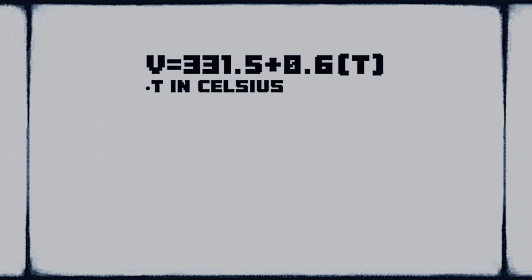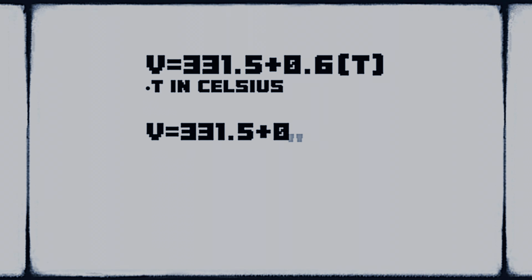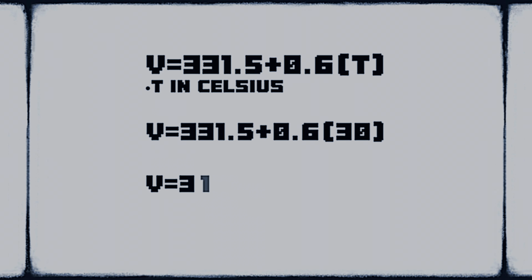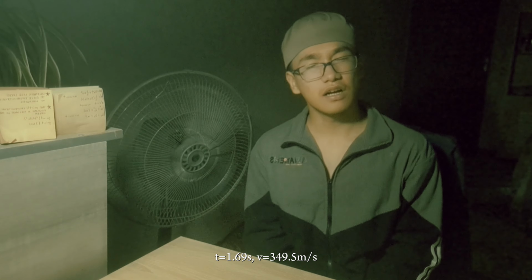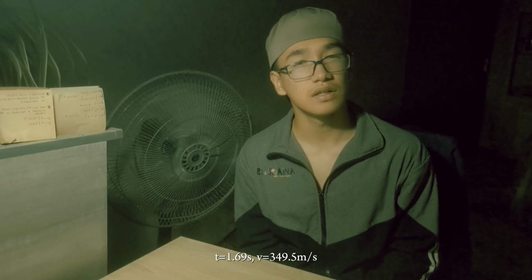In my case, it is 30 degrees Celsius outside, hence V equals 331.5 plus 0.6 multiplied by 30, and that would be equal to 349.5 meters per second. With this information, how can we determine the height of a building? What formulas do we need in order to solve this? Now we need to break up this problem into 2 parts.